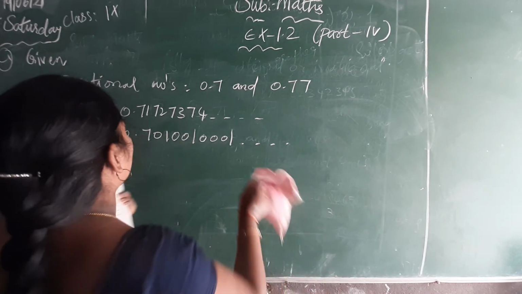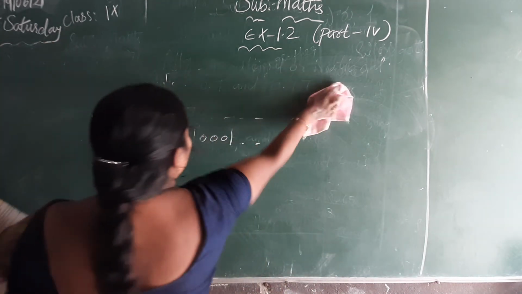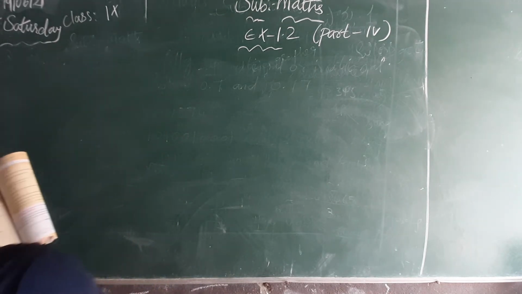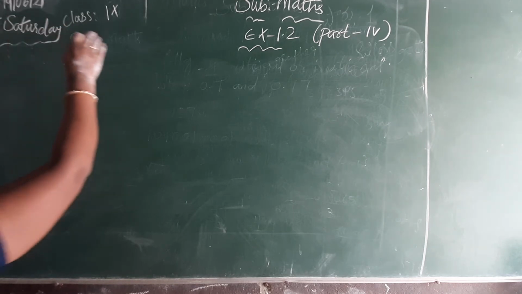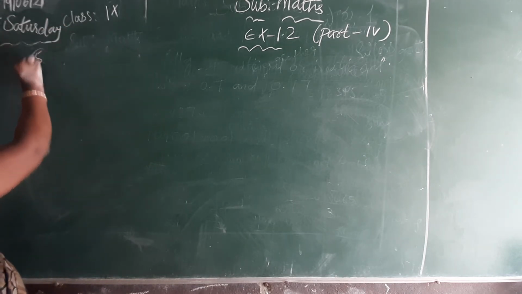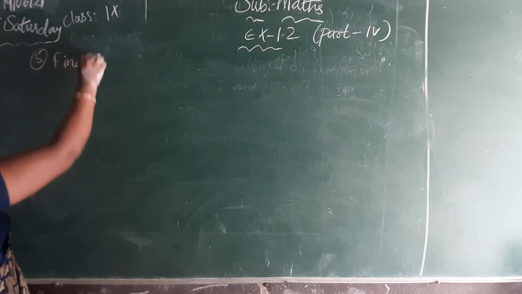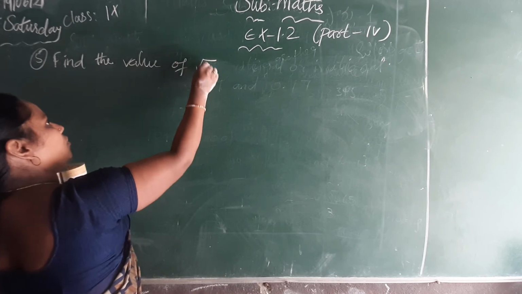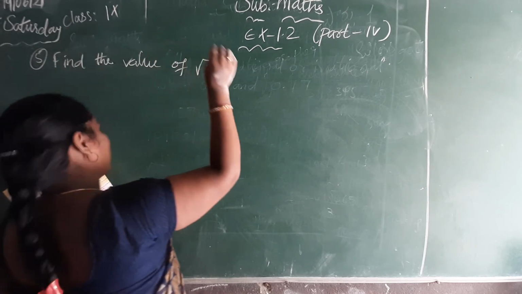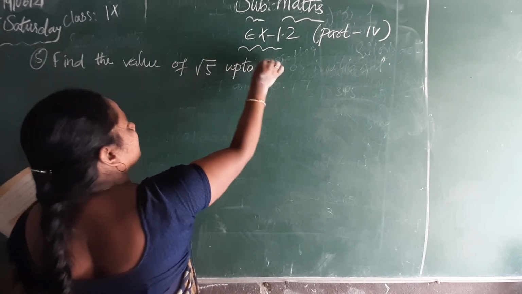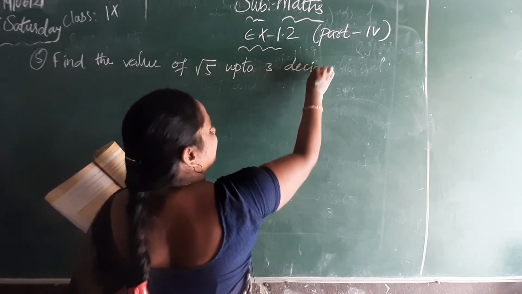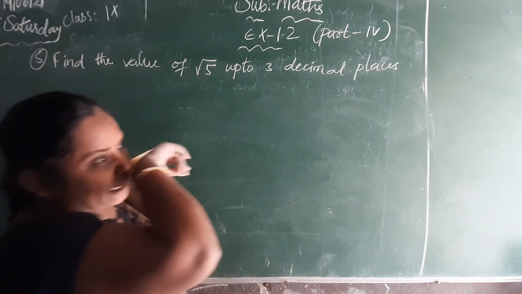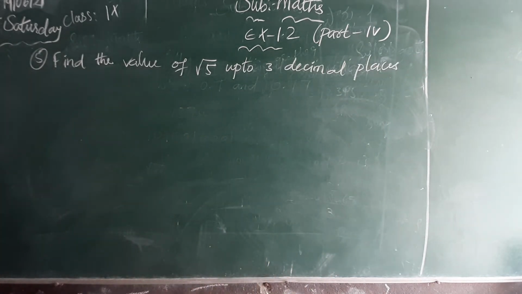Fifth problem. Find the value of root 5 up to 3 decimal places. We have to find the root 5 value up to 3 decimal places.